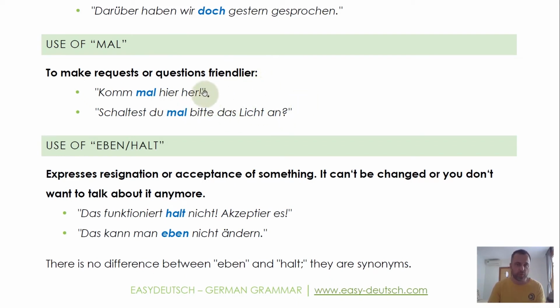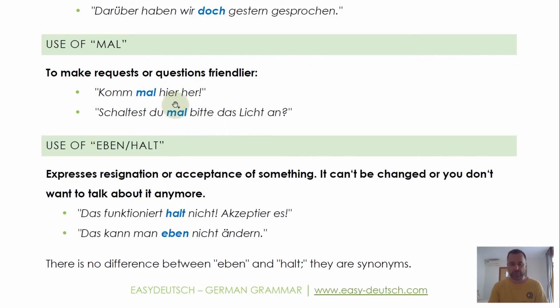Please come over here. The mal is not as strong as please, but I don't know any other way to translate this to English. It makes it a little bit more friendly, but not as friendly as bitte komm hierher. Schaltest du mal bitte das Licht an? Could you please turn on the light? You can see here imperative in combination with the particle mal.